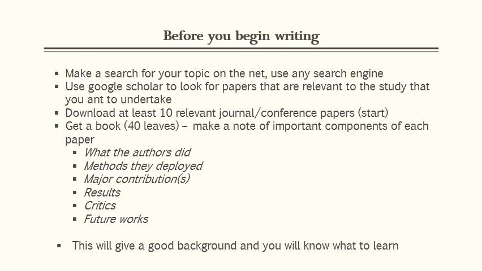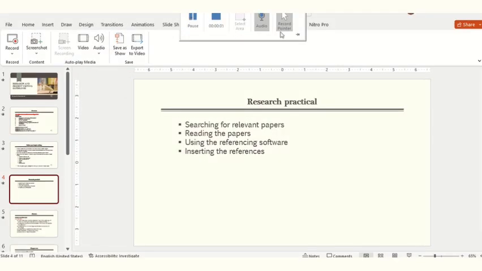I will do a practical explanation of what we'll do in this slide. So we're going to practicalize research now. We'll look at 4 key areas. We'll search for relevant papers, we'll read the paper, we'll use the referencing software, and then we'll insert the references into our work. So let's see how this is done.